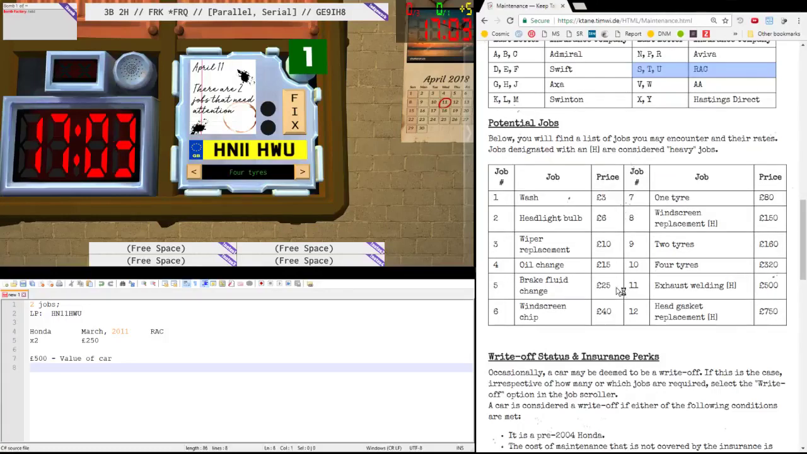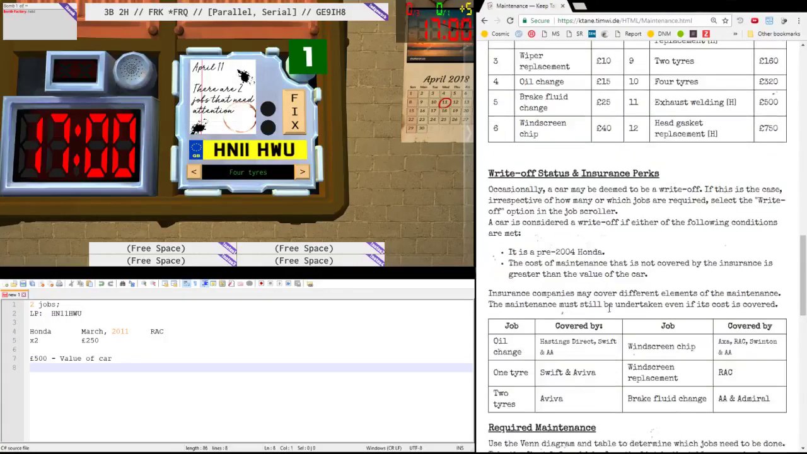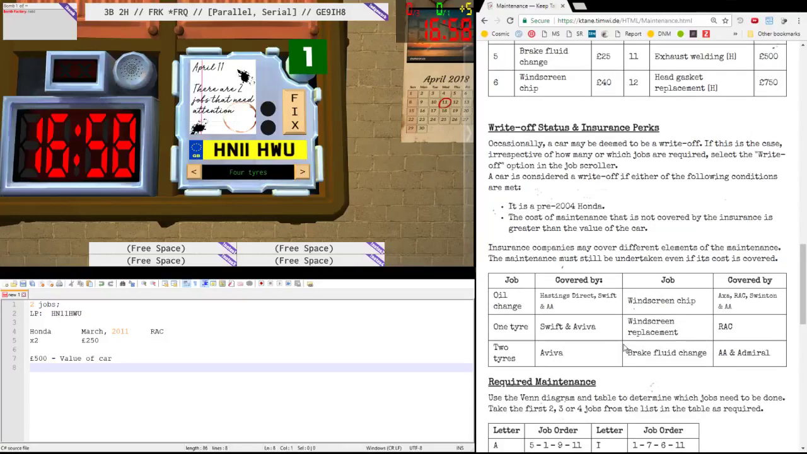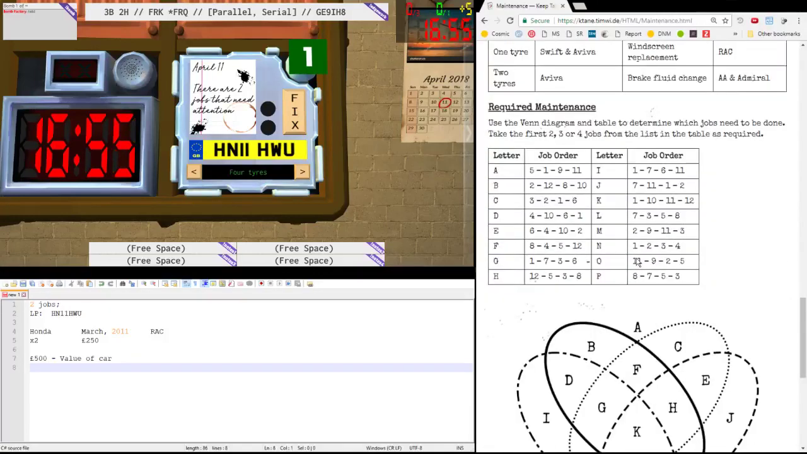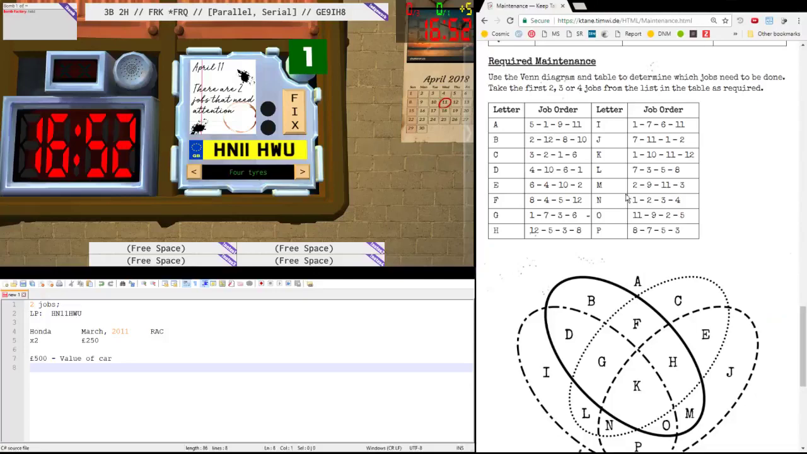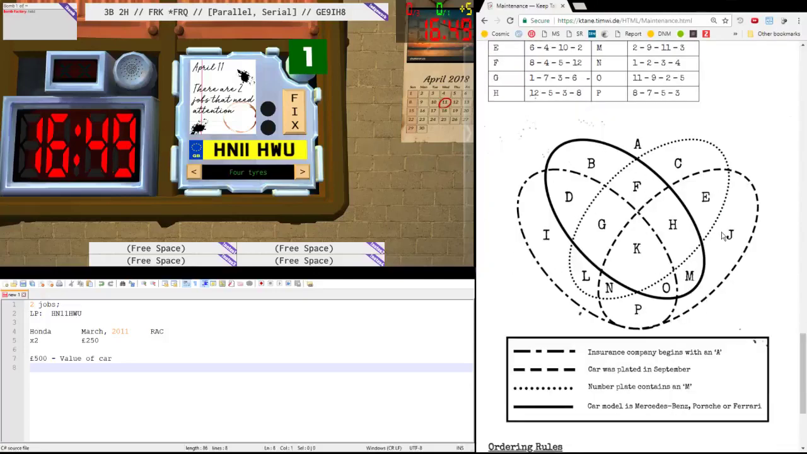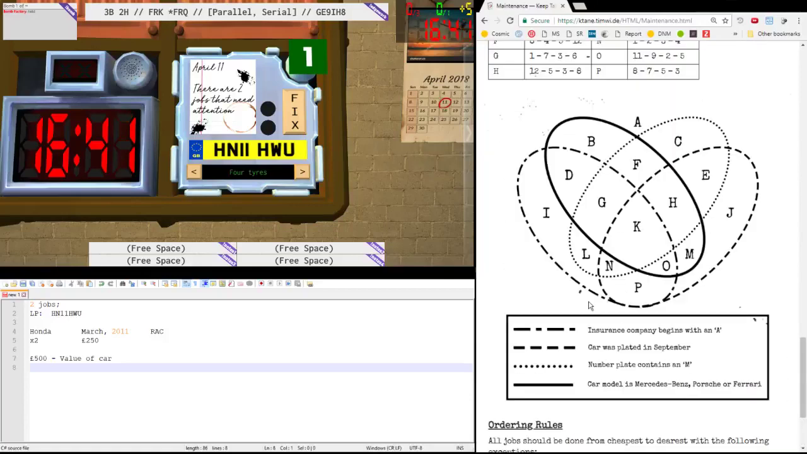Well, we have some potential jobs here. We're actually going to jump past this for a moment. We're also going to jump past this write-off and insurance perks for a moment. Come down here to required maintenance. You'll notice we have a grid. We have a very, very familiar looking Venn diagram. And some little lines with letters that will tell us which jobs we need to do. So once you get the value of the car, your insurance, your date, your type of car, we're going to jump down here and find out which jobs we need to do on this car. We got 4 circles.